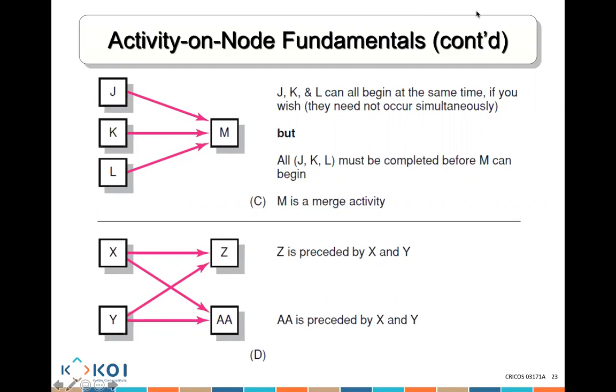So here Z and AA can start at the same time? Z and AA can only start after X and Y have finished. So if X and Y are completed, then Z and AA could start at the same time if you have enough resources. Because AA depends on X and Y and Z depends on X and Y. So they're both basically related. Make sense? Any other questions?